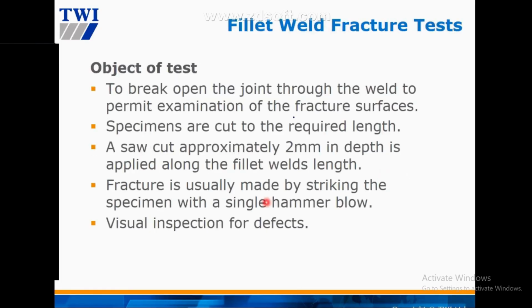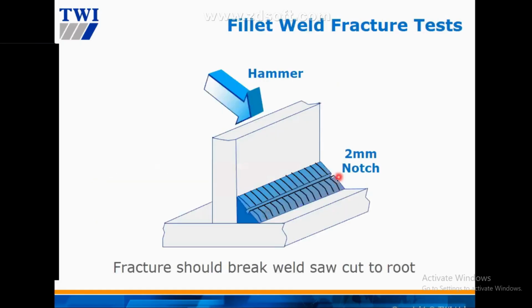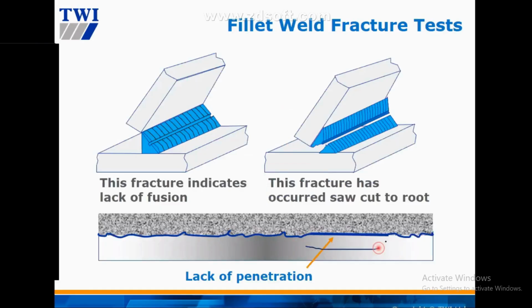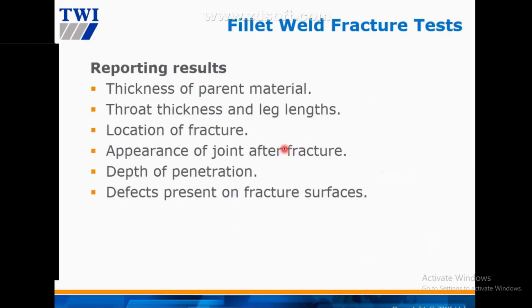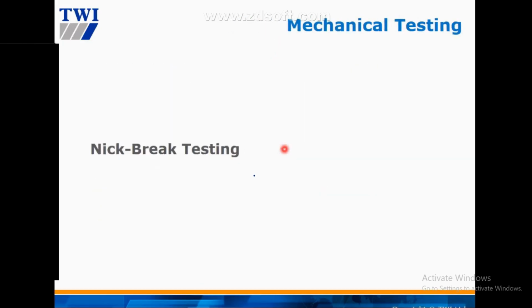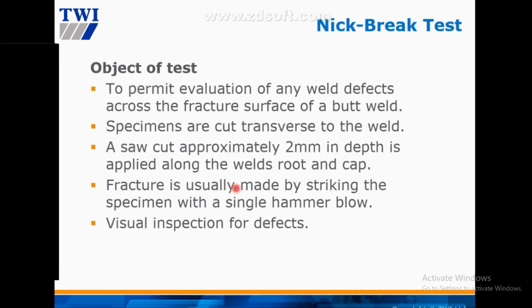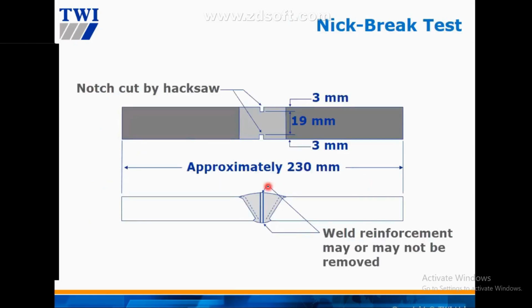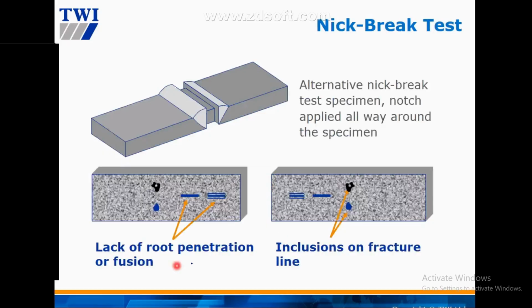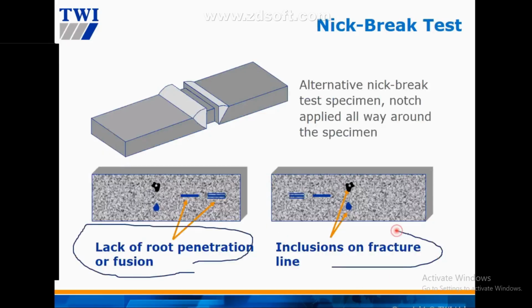All right, fillet fracture. What is the purpose of fillet? Inspection for defects. Saw cut, 2 mm notch, and then hammer from the back of the plate, and then check if there is any defect. That's the purpose of fillet fracture. This is what we normally find in the WQ, the welder test. All right, nick break, the same thing. This applies for butt weld. Again, looking for defects. Saw cut, hammer, and then check if there are any defects here.